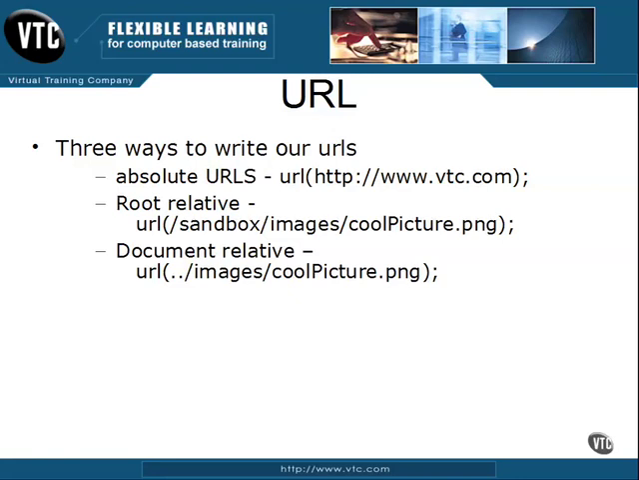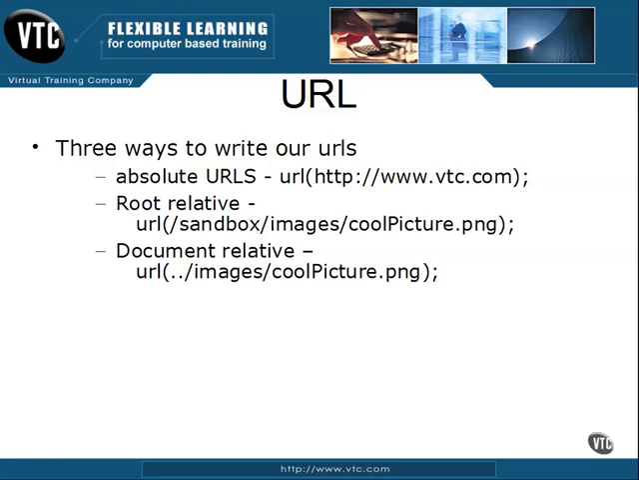So if you can imagine that this property value is written on an external style sheet, and that external style sheet is located in the styles folder on our website, and it's pointing to this image, it's saying go up out of the styles folder to whatever folder is above that. And then once you're in that folder, look for another folder called images inside of that folder. Once you find that folder, go into it, and you'll see the cool picture. That's the one that we want.